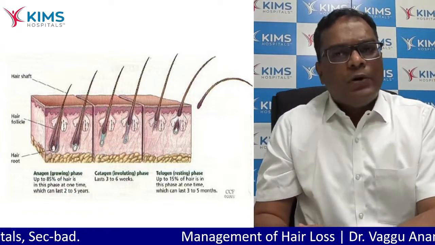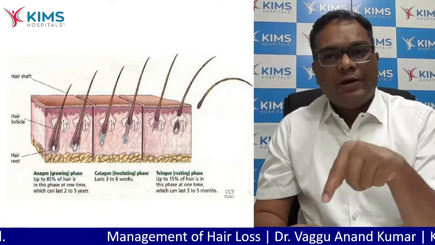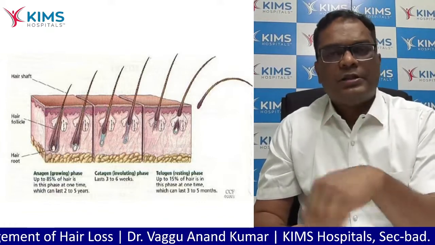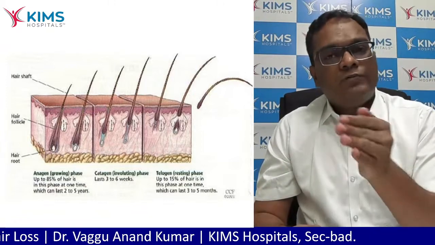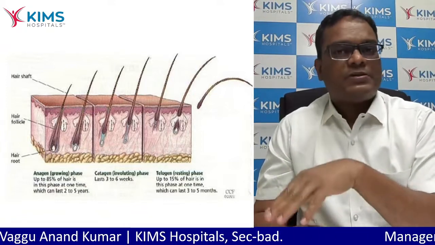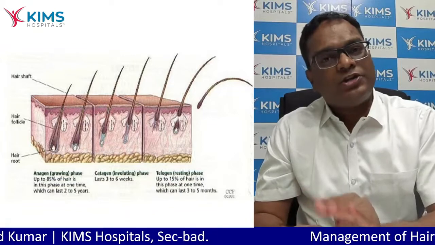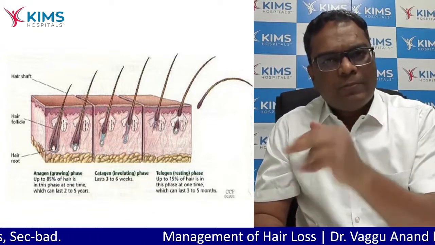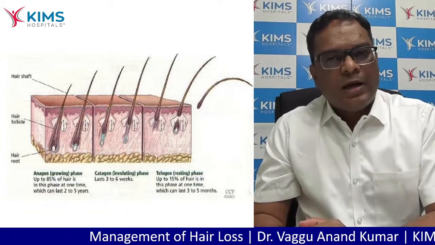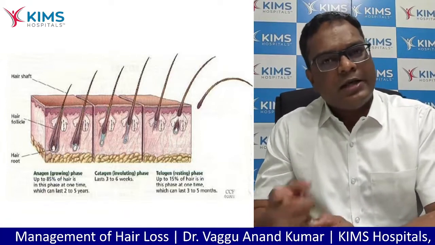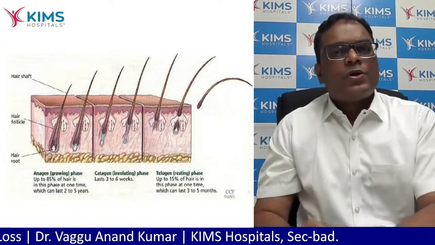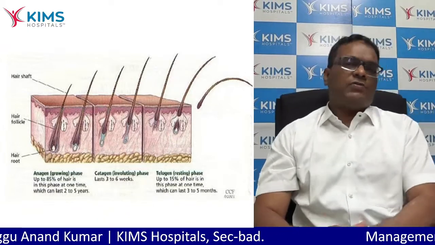Even after delivery, this cycle will return. A lot of females notice that during pregnancy there is very good hair growth, and immediately after delivery, for up to 6 months, there is a lot of hair shedding. That is a normal process, and exactly what happens is called telogen effluvium. After 6 months of delivery, the hair cycle will come back and settle down. So no need to worry. This is called telogen effluvium.